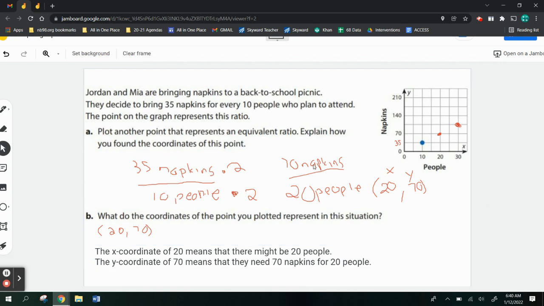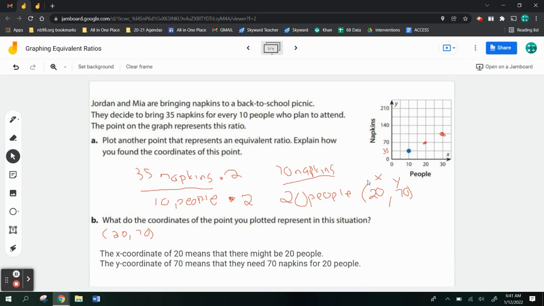The x coordinate of 20 means that there might be 20 people. The y coordinate of 70 means that they need 70 napkins for 20 people. So if 20 people show up, they're going to need 70 napkins to keep their equivalent ratio the same. This was number 2 of the guided notes. We're going to move on to the next problem.